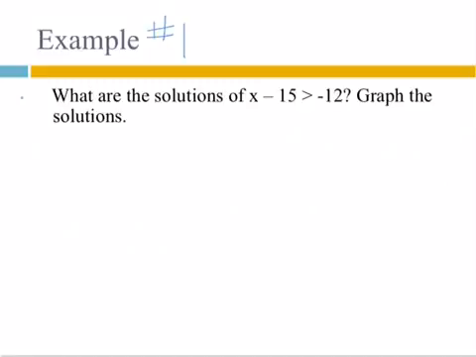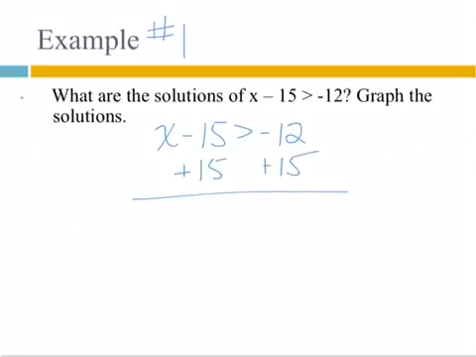Go ahead and write the example of x minus 15 is greater than negative 12. Now to solve this, you're going to solve this the same way you solve an equation. You're going to isolate the x. To do that, we are going to add 15 to both sides. The 15s will cancel out, so on the left you'll have x, on the right you'll have a positive 3, and the greater than sign comes straight down. So x is greater than 3.